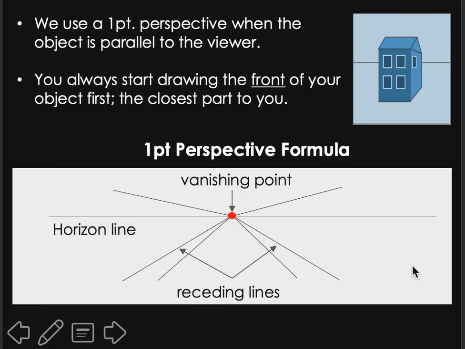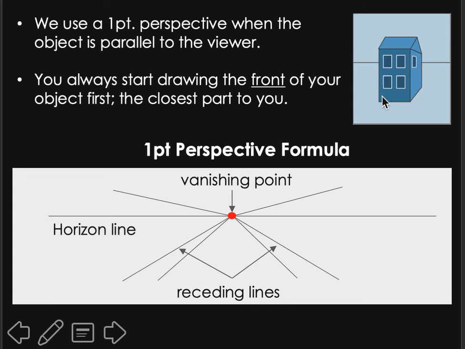When we use 1 point perspective, the object is parallel to us, meaning it's looking straight at us. When you are working with 1 point perspective, you know that you're working with 1 point perspective when you draw the front of your object first, the closest part to you first. So here we have a little house. The front of that house is facing us, so we draw the front of that box. That's what 1 point perspective is.